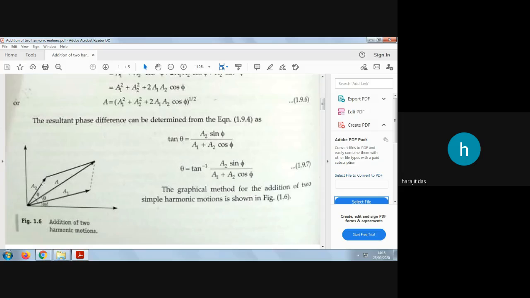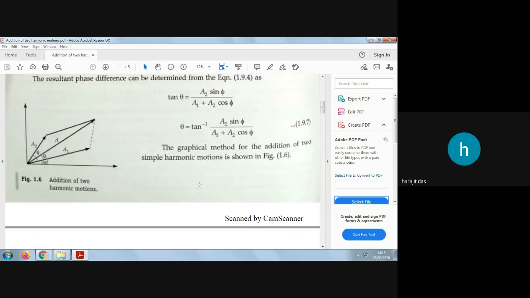Then a1, a2 vector means x1 vector, x2 vector. Then after applying the parallelogram law of vector addition, you will be able to find this resultant vector, and finally you will be able to measure the angle also. Understood? Okay, so let's solve one problem.